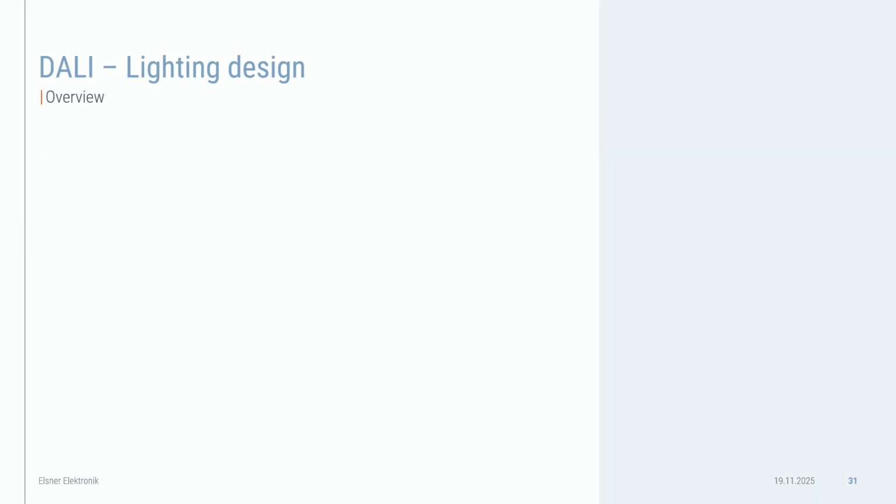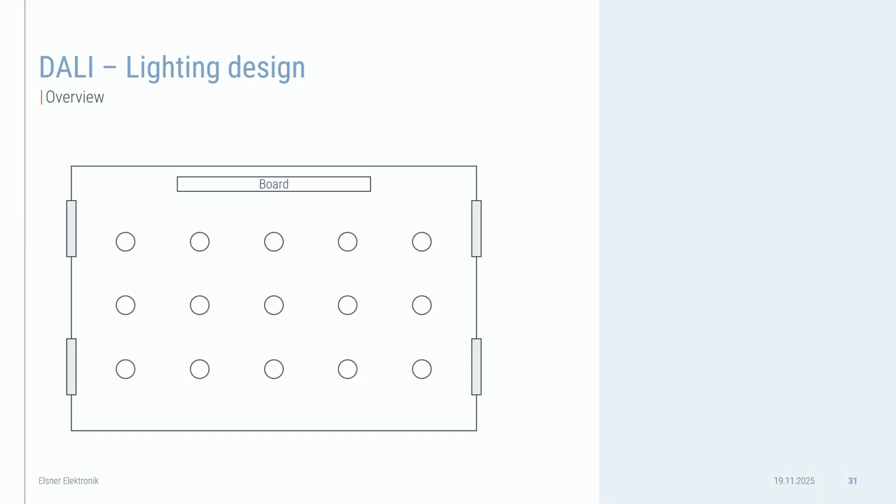We are looking at a training room where we will plan the lighting. The room has a blackboard and 2 windows, one on each side. Daylight comes in through the window on the right and the left side. The circles on the graphic show where the lights are installed in the room.